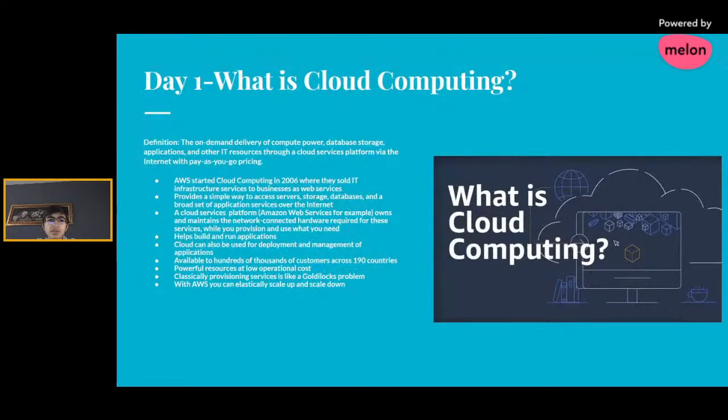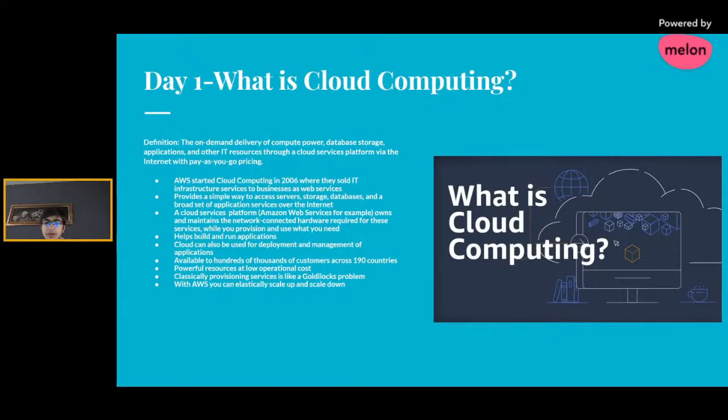So the definition of cloud computing is the on-demand delivery of compute power, database storage, applications, and other IT resources through a cloud services platform via the internet with pay-as-you-go pricing. So AWS started its cloud computing back in 2006, and this is when they sold their IT infrastructure services to businesses as web services. By doing so, it provided a simple way to access servers, storage, databases, and a broad set of application services all over the internet.